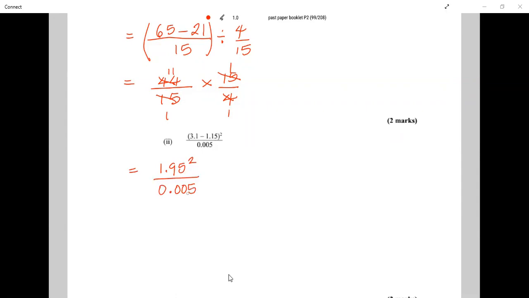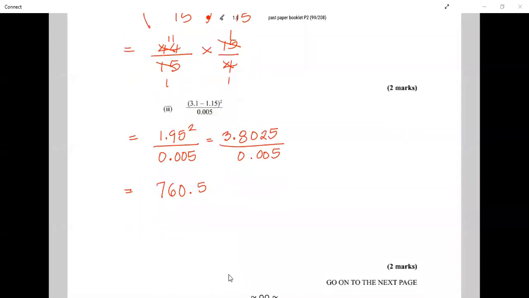So let's square 1.95. We get 3.8025, and we're dividing by 0.005. So let's do that last division. And the final answer I'm seeing is 760.5. So the exact value of (3.1 minus 1.15) squared divided by 0.005 is 760.5. Turn the page.